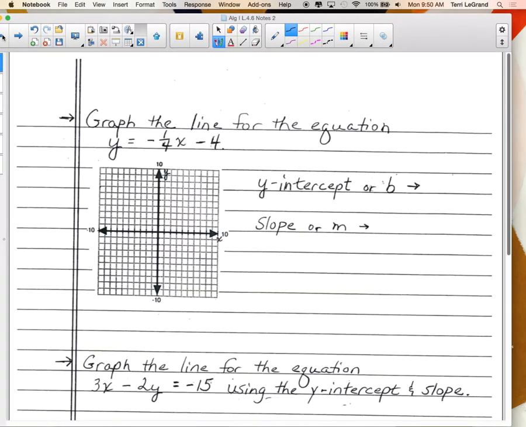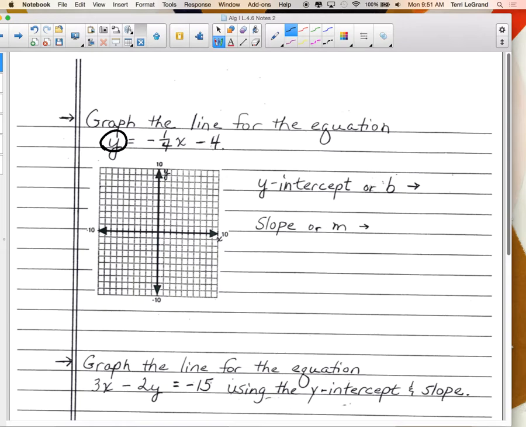Okay, graph a line for the equation y equals -1/4 x minus 4. First question I have for you is that equation in slope-intercept form? Yes. What's your instant clue? How can you instantly look at that and say, you know what, this is graphing friendly, it's in slope-intercept form? Yeah, it's got the y all by itself. If the y is all by itself, you're like, cool, this is in slope-intercept form. All I need is that y by itself, and now I can figure out the y-intercept and the slope.